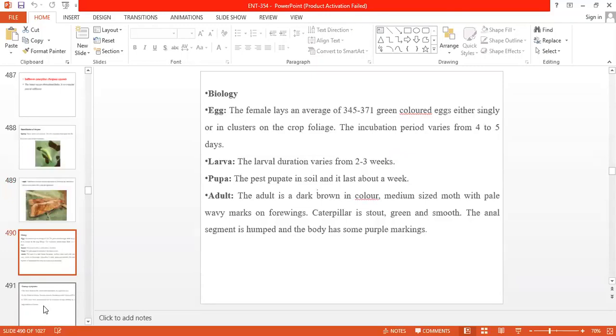Life cycle: near about 345 to 371 eggs are deposited singly or in groups on the crop foliage. Incubation period is 4 to 5 days. Larval duration is near about 2 to 3 weeks. The pupal stage of this pest is mainly in the soil. It lasts about a week. The adult is dark brown in color. Adult period is near about 1 week.